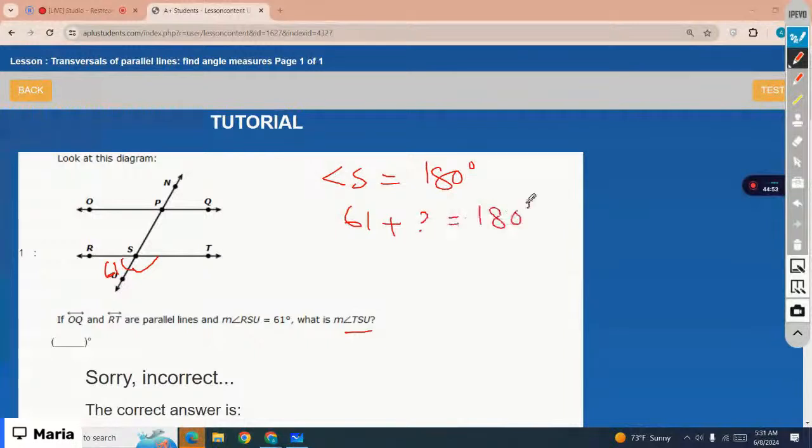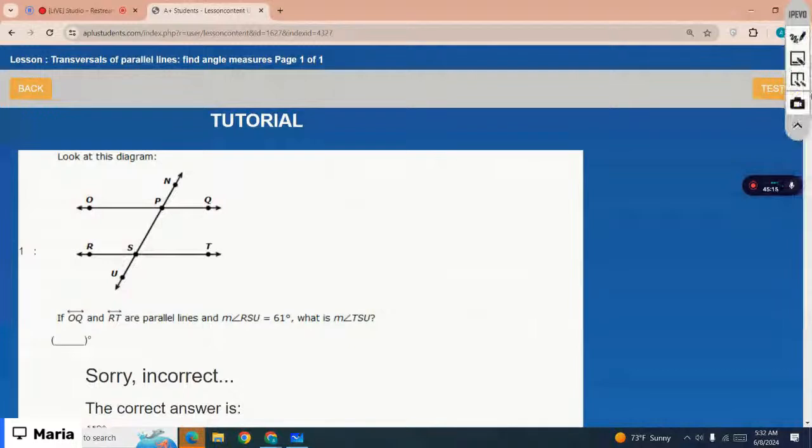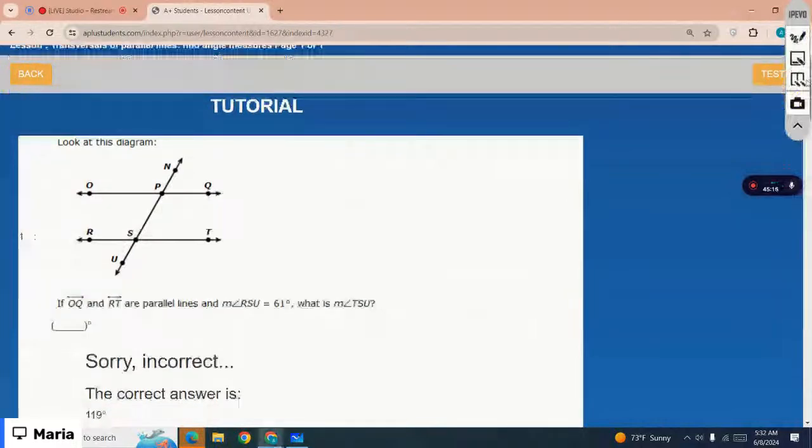You have to subtract it from 180. 180 minus 61 is 119. The correct option is 1. That means the angle TSU is 119 degrees. Got it? The correct option is 119. Let's just start with the test questions.